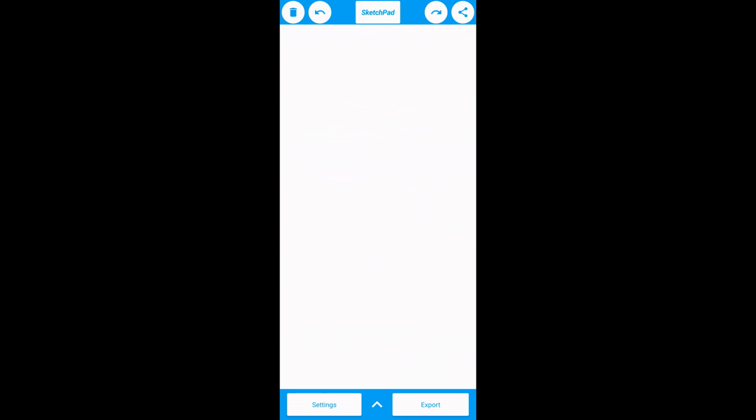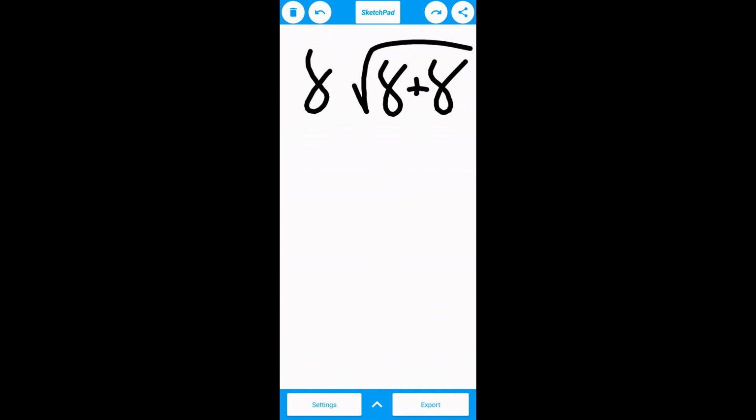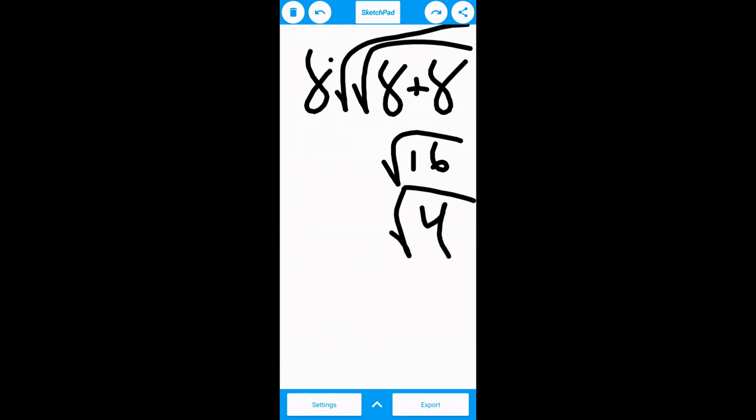8 is probably the hardest one, where you have to be the most creative. 8 plus 8, square rooted, and then square rooted again, and then you subtract it. What is 8 plus 8? 8 plus 8 is 16. Square rooted gives you 4. Square rooted again gives you 2. And then 8 minus 2 equals 6.